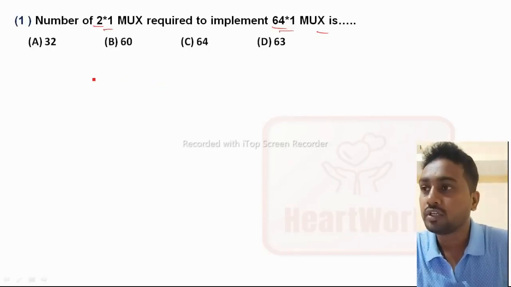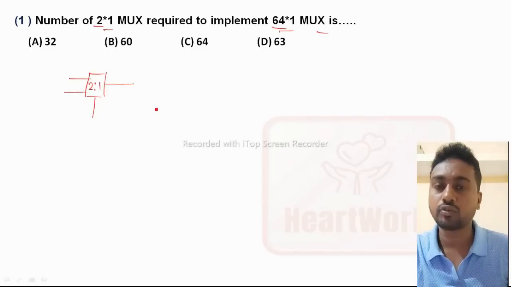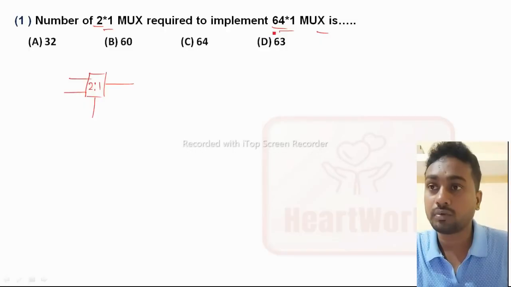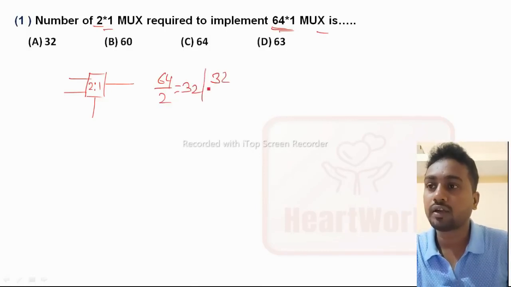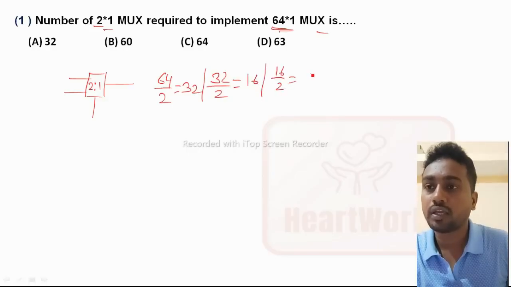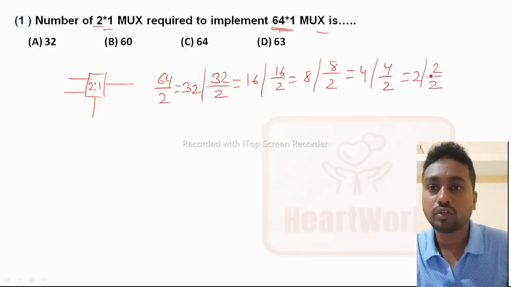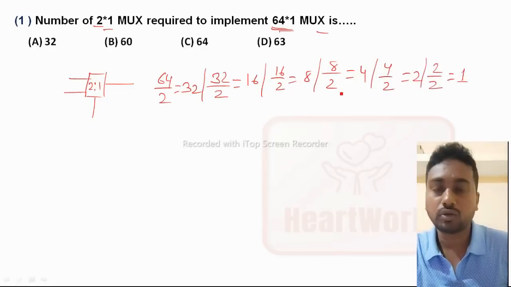So what will you do? 2 into 1 mux means 2 inputs and 1 output, and one select line will be there in a 2 is to 1 mux. To find how many 2 is to 1 mux are required to implement 64 is to 1, you have to do 64 by 2 equal to 32. Again 32 divided by 2 equal to 16. Again 16 by 2 equal to 8, and again 8 by 2 equal to 4. 4 by 2 equal to 2, and 2 by 2 equal to 1. So you have to divide till 1.